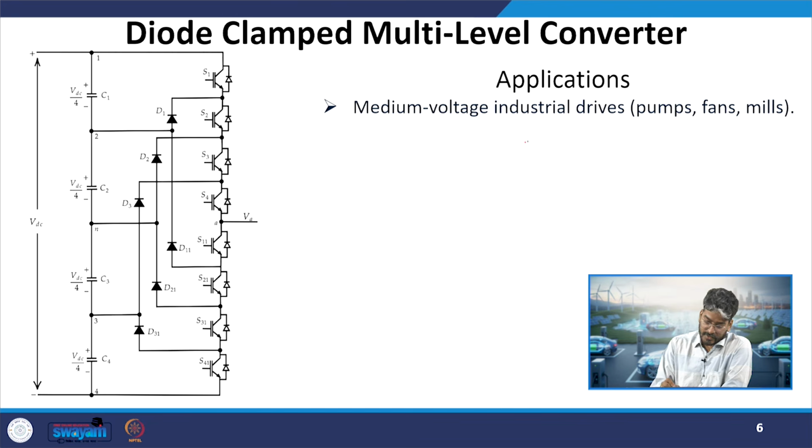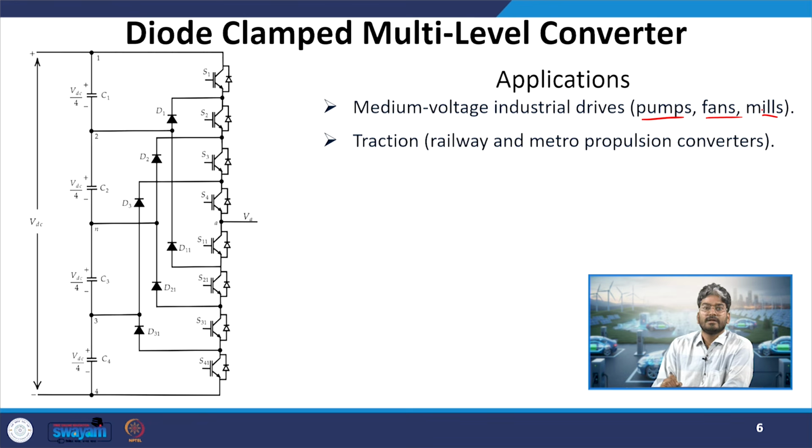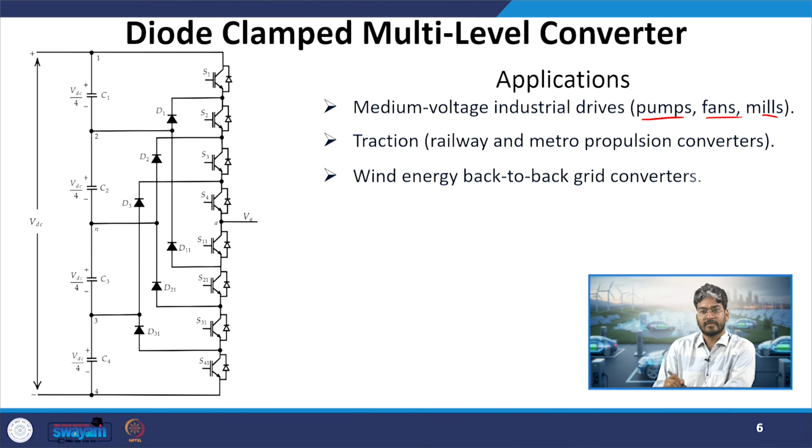Now, medium voltage applications. So, in industrial drives, where will this be used? It is used in pump, fan and mill type of loads. Then traction, so railway traction and metro propulsion converters, in that also we see the application of this diode-clamped converter.